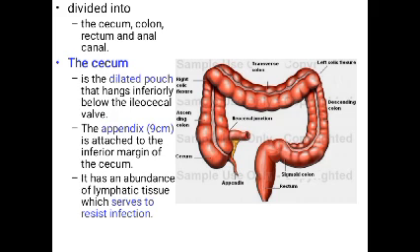The cecum is the dilated pouch that hangs inferiorly below the ileocecal valve. The appendix, about 9 centimeters, is attached to the inferior margin of the cecum. It has an abundance of lymphatic tissue which serves to resist infection.